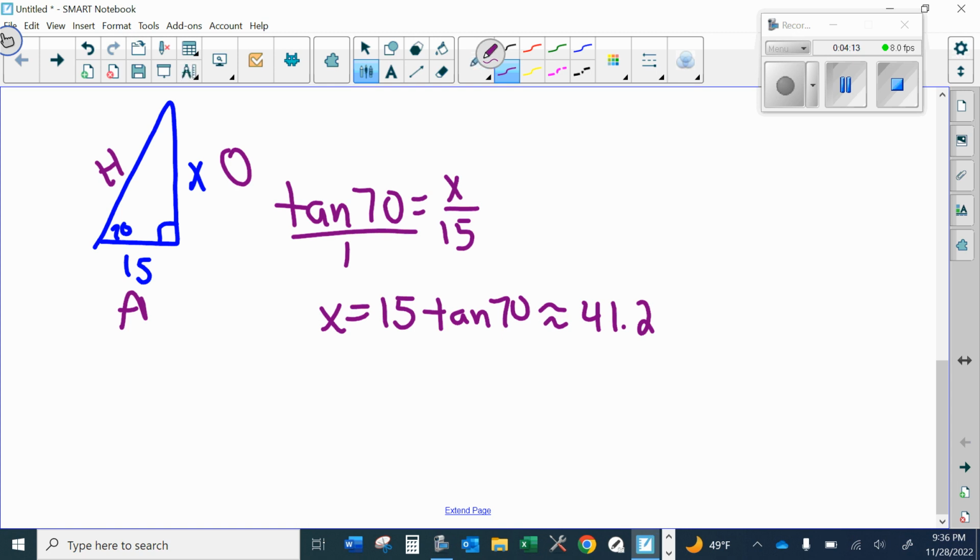Okay. And that should make sense. Remember, if that's 70 there, that makes this 20 because they're complementary. And the 20-degree side better be a lot shorter than the 70-degree side. And 15 is a lot shorter than 41.2. Okay, so you can always check those there.